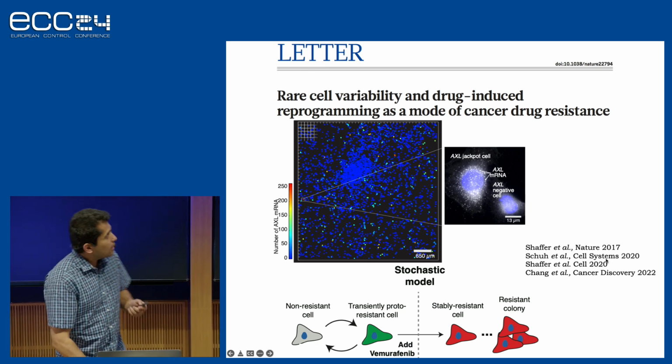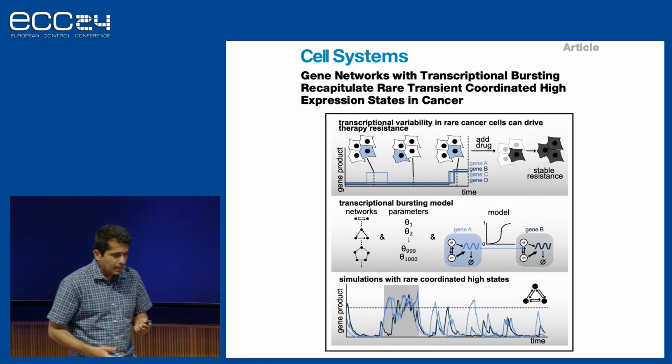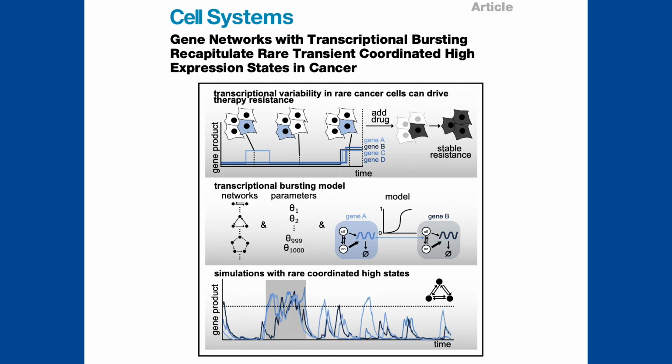Just to give you a flavor of the kind of modeling we do, think about each gene as this telegraph process, turning off and on, and gene activity is influencing the activity of some other gene. There's some complex network. The network itself is getting reprogrammed upon chemotherapy. So that's the complexity here.